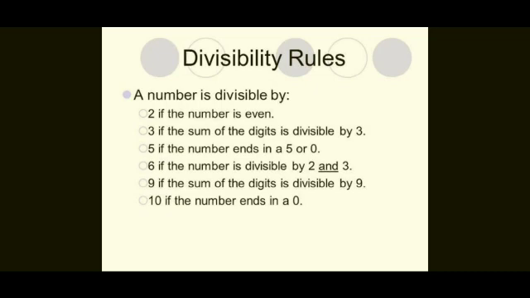You got it? Are you thinking? Divisibility rule for 4. What is that? Okay, you got it. Divisibility property of 8. Okay.